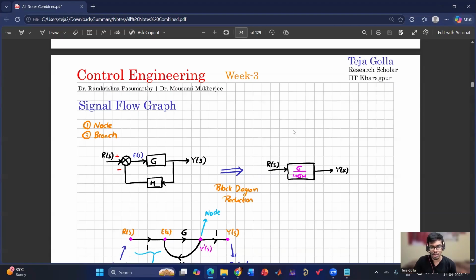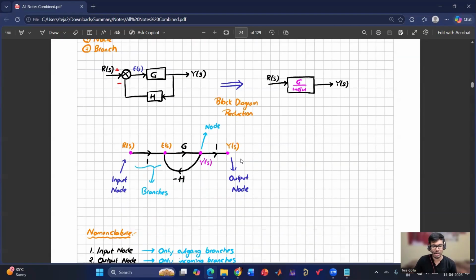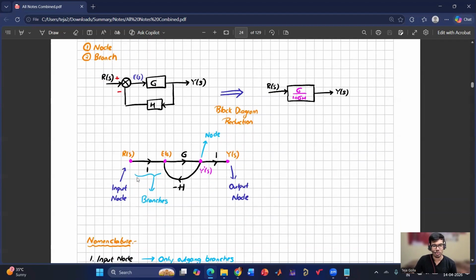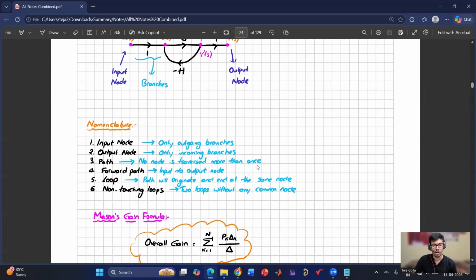Okay. So in week three, we have discussed the signal flow graph, block diagram reduction, as well as Mason's gain formula. So first we have understood the nomenclature. What is a node? What is a branch? What is an input node? What is an output node? What is a path? What is a forward path? What is a loop? What are non-touching loops? And the nomenclature is very, very important.